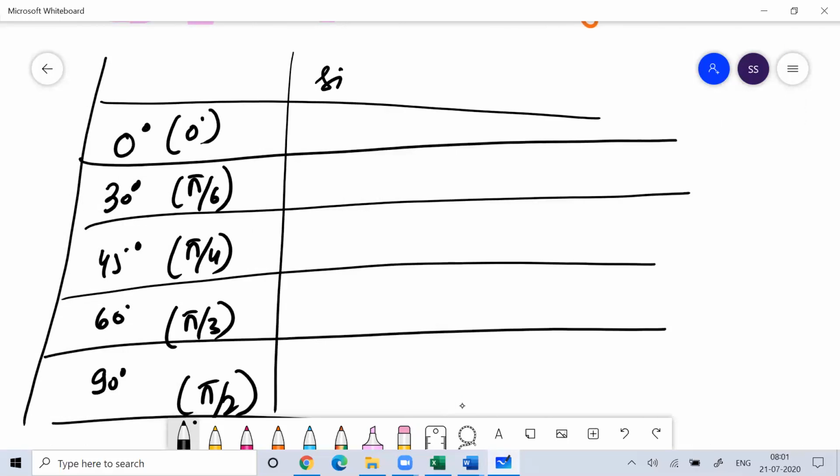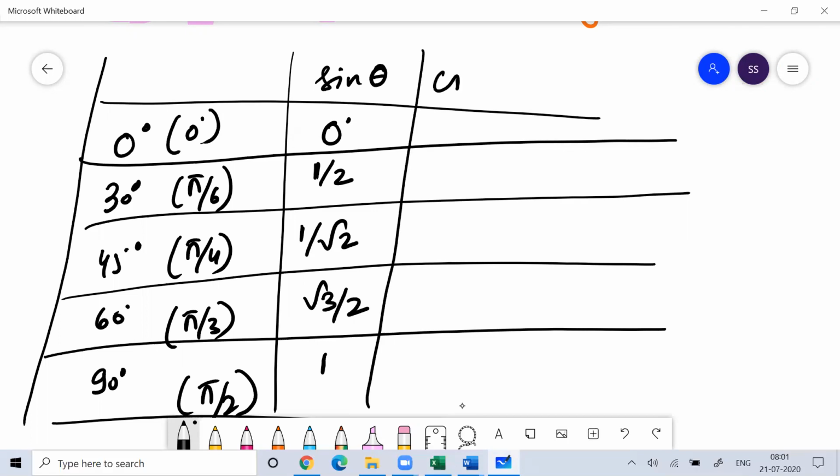So you just have to remember sine theta. Sine 0 degree is 0, sine 30 degree is 1 by 2, sine 45 degree is 1 by root 2, sine 60 degree is root 3 by 2, and sine 90 degree is 1. So you have to remember this much. If you remember only this much, then you can find all the remaining angles.